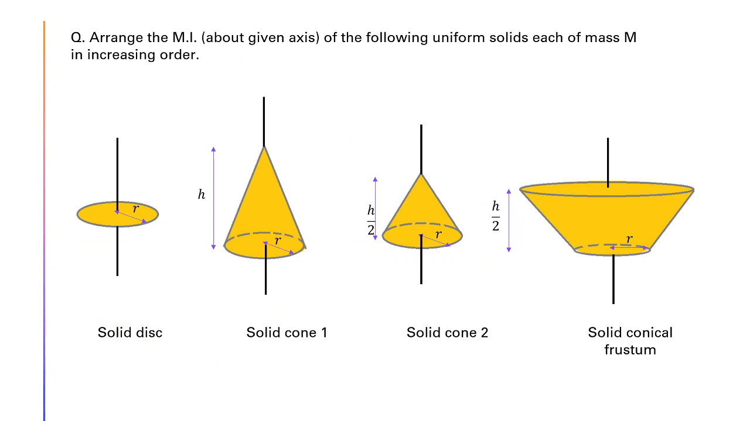This is very interesting. So I would like to see what you think about this question. Arrange the moment of inertia of the following uniform solids. These are uniform solids. They are not hollow solids. They are uniform. They are solid. They are not hollow. And their mass is m, but their geometries are something like this. Okay, so take a look at this for a while and think what would be the answer.